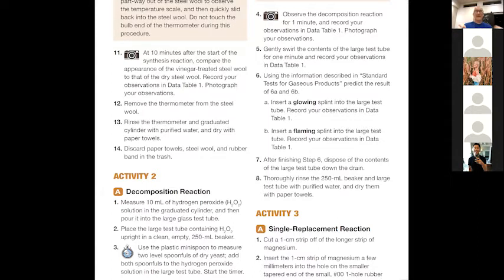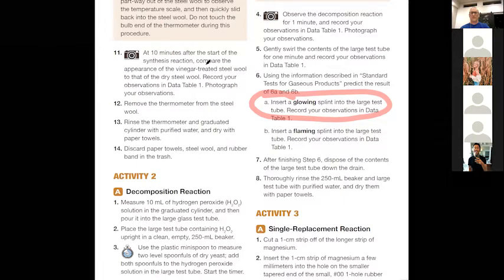So we're going to test that by putting a glowing splint into the test tube that we're going to collect some gas in. Now, if it's hydrogen, what's going to happen? So remember, a glowing splint was burning, but then we blew it out, and we put it in the presence of hydrogen. What's going to happen?